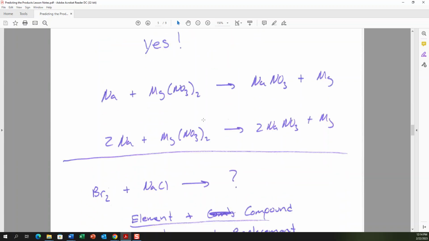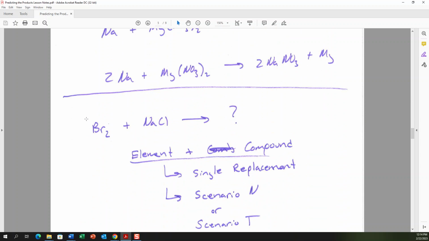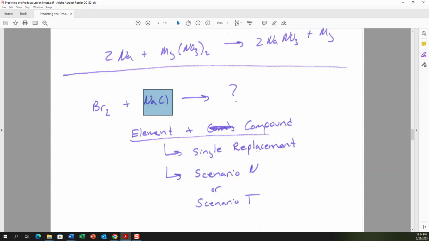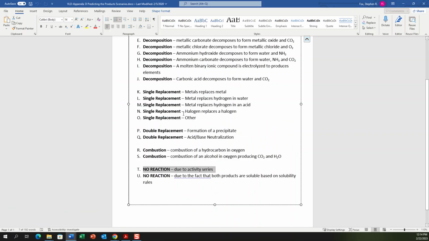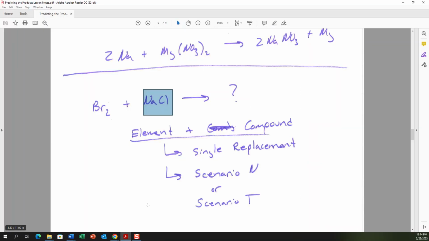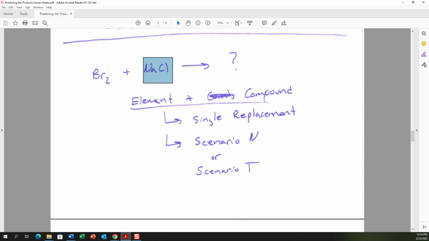So let's go to the next one. So here we got bromine, the element, and sodium chloride, the compound, element compound. So we're thinking a single replacement. Let's go to our scenarios. If we go to our scenarios, we're thinking it's scenario N, halogen replaces a halogen, right? Bromine replacing chlorine in this case. Or, again, it could be scenario T, no reaction due to the activity series. So it's one or the other, okay? So it's either halogen replaces halogen or scenario T.